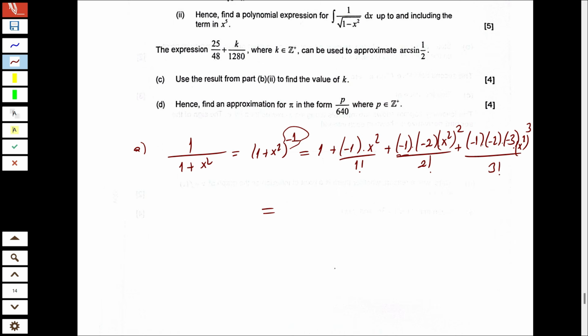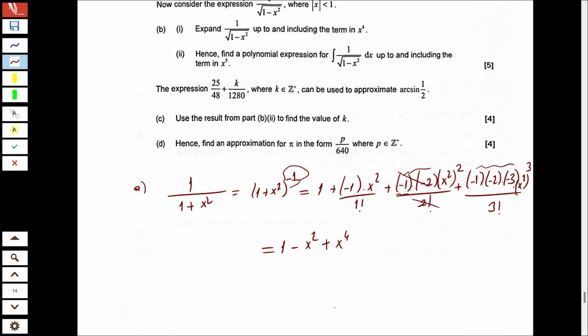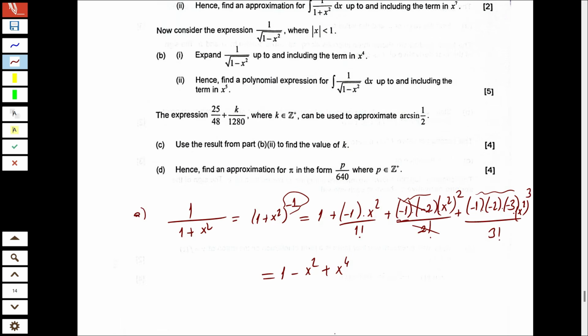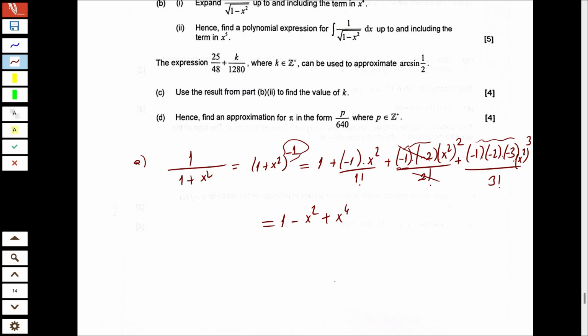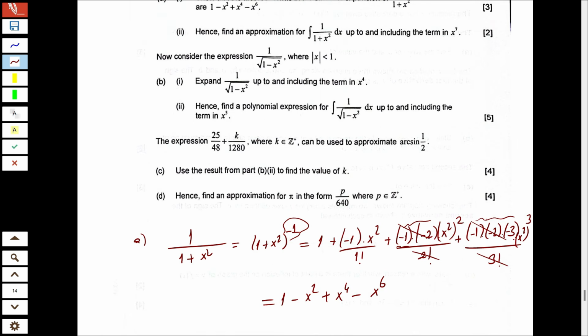So when we simplify here, 1 is going to be minus x squared, and here is going to be a positive sign, right? But we can cancel 2 in here, plus x to the power of 4. And the sign of this one will be minus, oh yeah, it's going to be minus x to the power of 6. And we can also cancel 3 factorial, which is 6, with the 6 at the denominator. So we showed the first question.